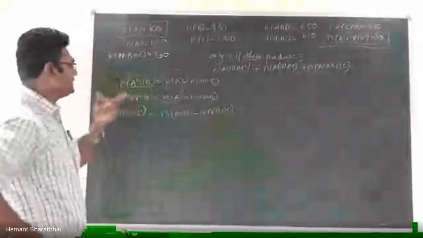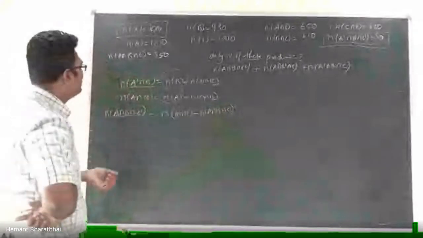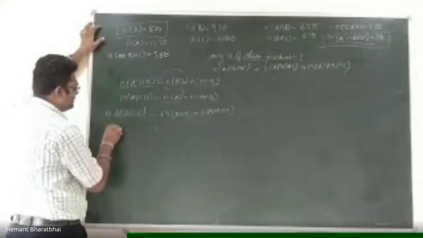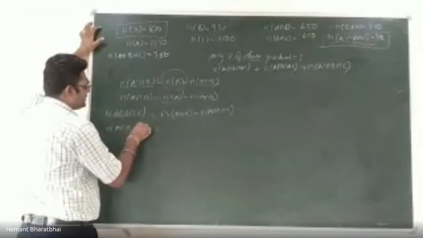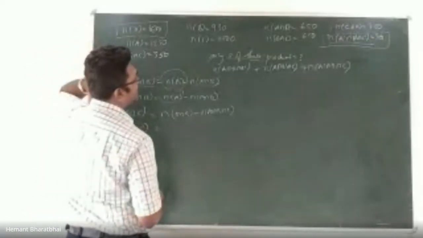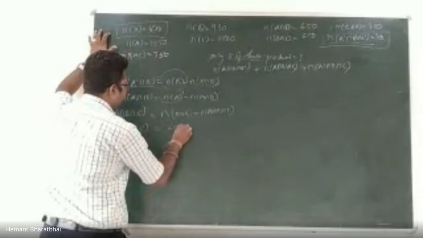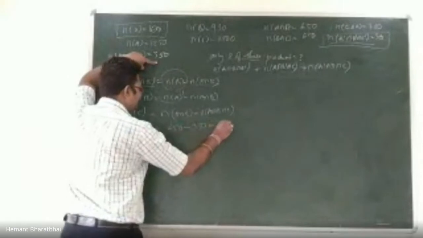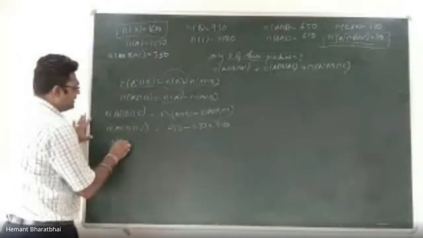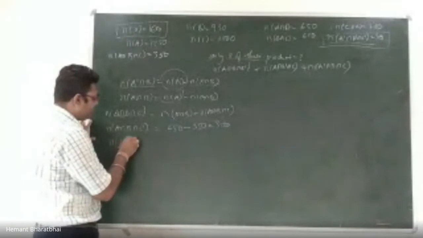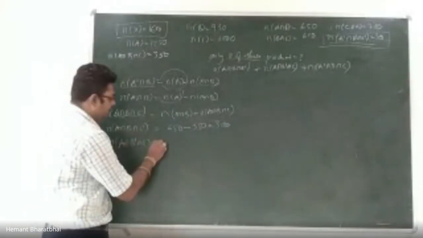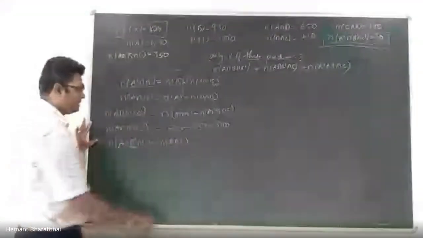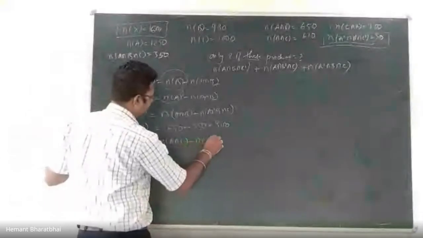So what was the answer of this? If you remember, that is 350. Therefore, the number of elements in A intersection B intersection C complement is the number of elements in A intersection B, that is 650, minus A intersection B intersection C, that is 350. That is 300. Similarly, I can write the number of elements in A intersection B complement intersection C. So here I write the number of elements in A intersection C. If it is B complement, here I will not write B complement. Minus the number of elements in A intersection B intersection C.